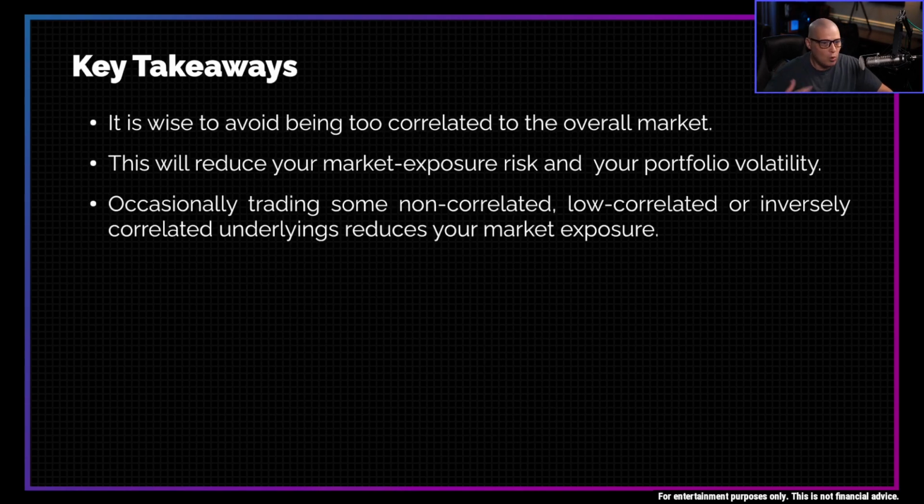So some key takeaways: it's wise to avoid being too correlated to the overall stock market. And that's because most of us are already invested. You probably already have a long-term investment account. Maybe you have an IRA and you've already got a lot of shares of things like SPY or VOO, or even some individual stocks like Microsoft, Apple, Google, Amazon. Those things are also really highly correlated to SPY. So sometimes to reduce your market exposure risk and your overall portfolio volatility, occasionally trading some non-correlated or low correlated or inversely correlated underlyings to reverse your market exposure is a good idea.